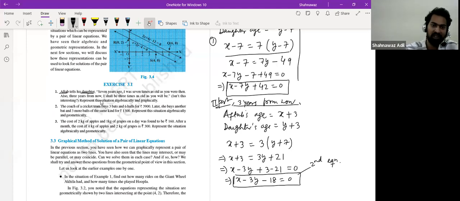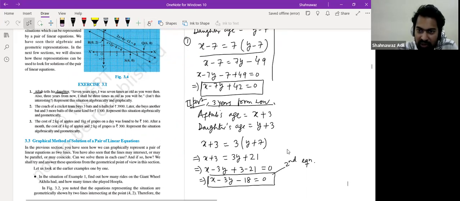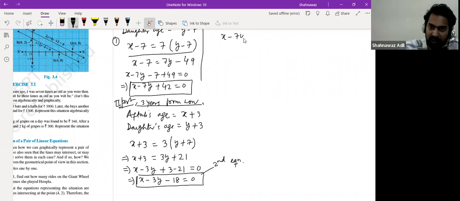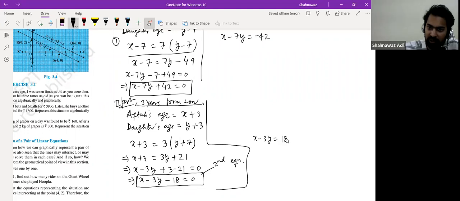So we have represented this situation algebraically, right? And now, where should I write? Let's just write it this side. Here we have the first equation, x minus 7y equals minus 42. Let's write it in this way. This is the first equation, and the second equation, let's write it here: x minus 3y is 18, right?